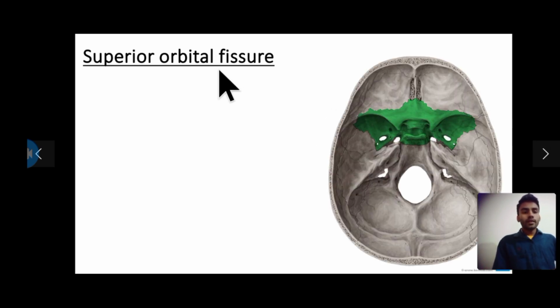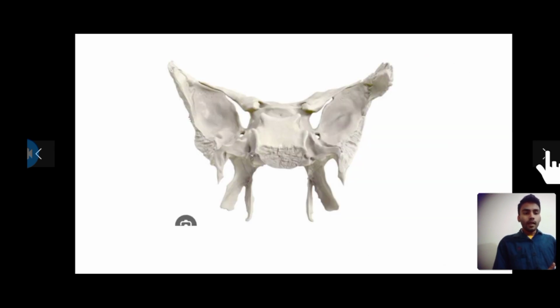So what is the superior orbital fissure? The superior orbital fissure is a comma-shaped area which is formed by the lesser wing of sphenoid bone and the greater wing of sphenoid bone. So it is located with the lesser wing of sphenoid bone above and the greater wing of sphenoid bone below. So this is the picture of the sphenoid bone which forms the anterior part of the middle cranial fossa, and this is the lesser wing of sphenoid bone, this is the greater wing of sphenoid bone, and this is the body of the sphenoid bone. So between this lesser wing and greater wing, this space and this space, these are the superior orbital fissure.